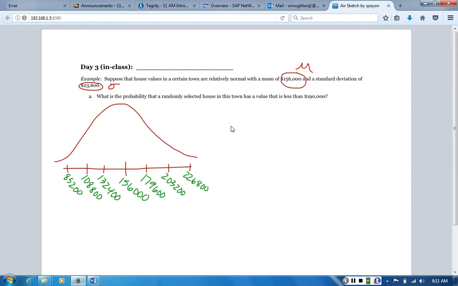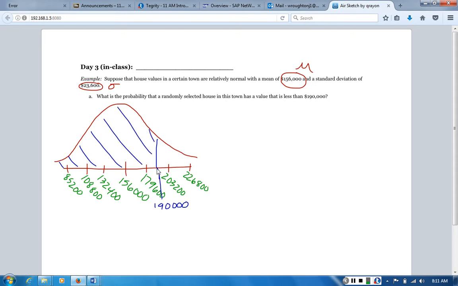Now the problem asks us to find the probability that it is less than $190,000. So I'm going to find about where $190,000 is on my picture. It's somewhere between that 179 and 203, and that is our $190,000. It says less than that value, so because of the less than, we're going to shade to the left.